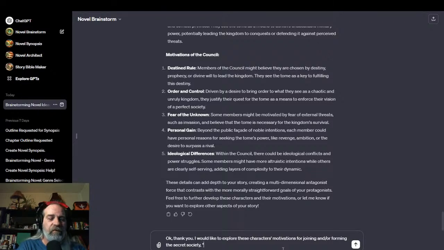Let's make it clear to the model that the Council of Shadows and the Secret Society are the same thing in the first place. All right, so again, minimal prompting.